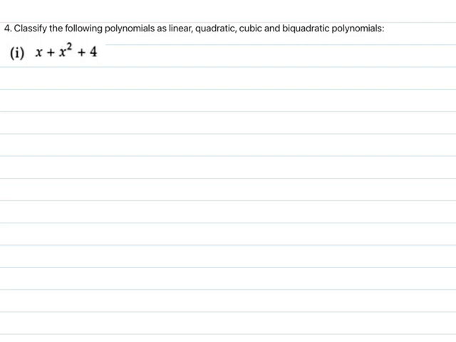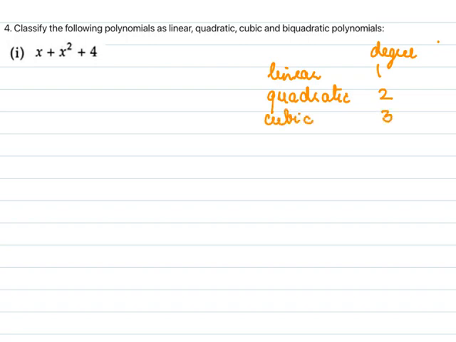Classify the following polynomials as linear, quadratic, cubic, or biquadratic. Linear are polynomials with degree 1. Quadratic have degree 2, and cubic have degree 3. Biquadratic have degree 4.